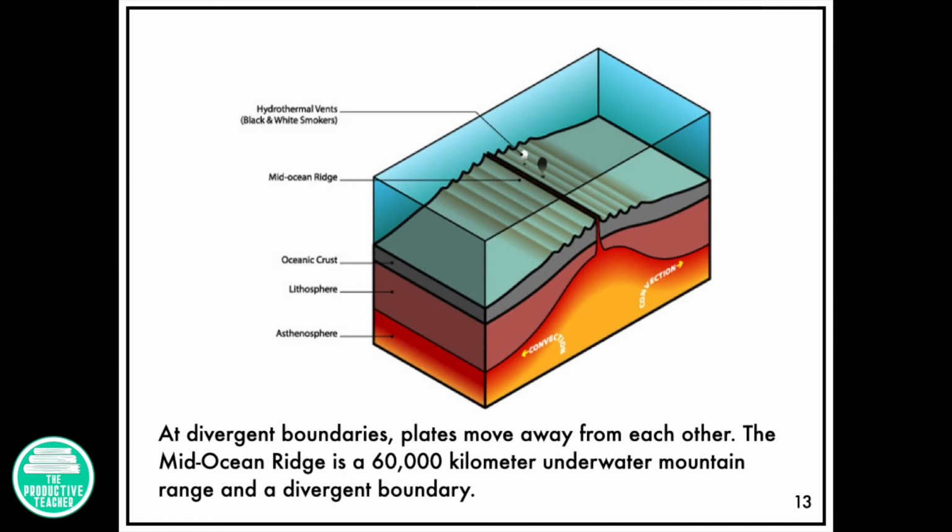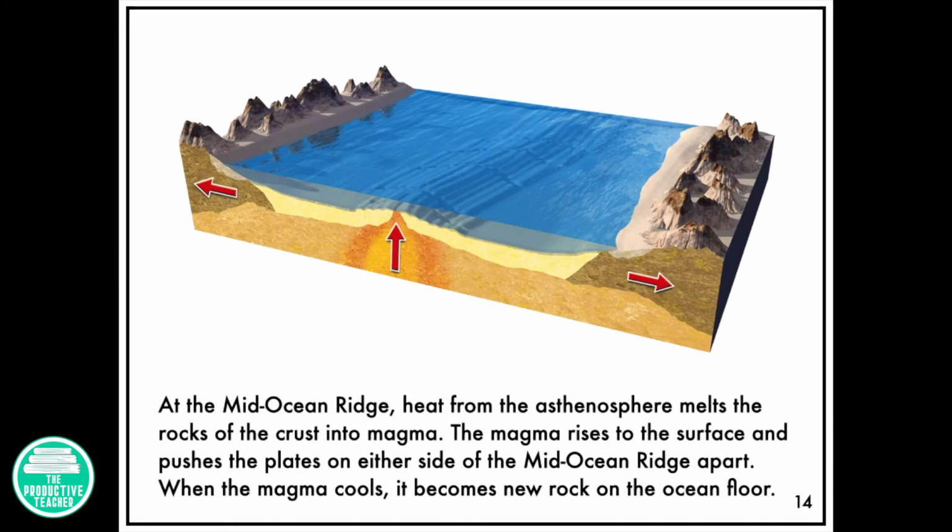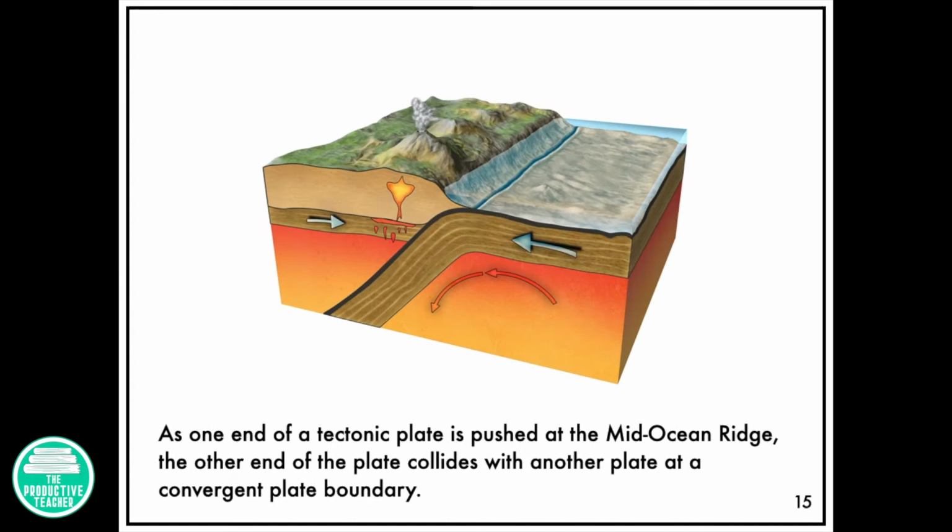At divergent boundaries, plates move away from each other. The mid-ocean ridge is a 60,000-kilometer underwater mountain range and a divergent boundary. At the mid-ocean ridge, heat from the asthenosphere melts the rocks of the crust into magma. The magma rises to the surface and pushes the plates on either side of the mid-ocean ridge apart. When the magma cools, it becomes new rock on the ocean floor.